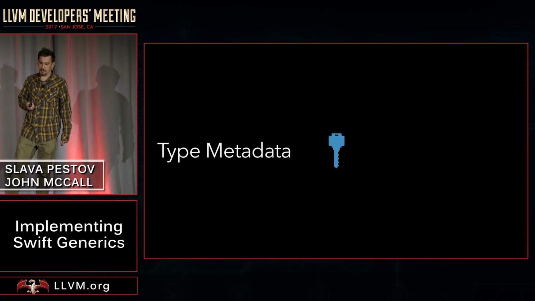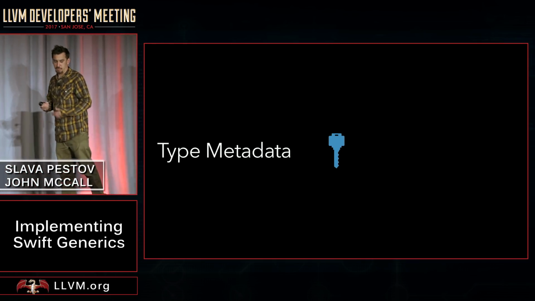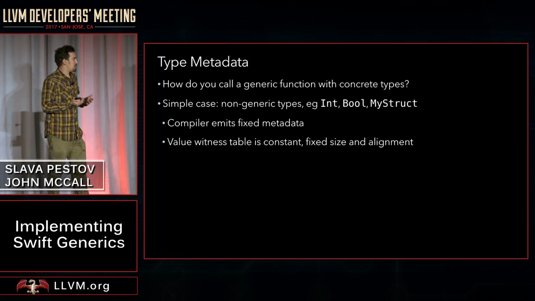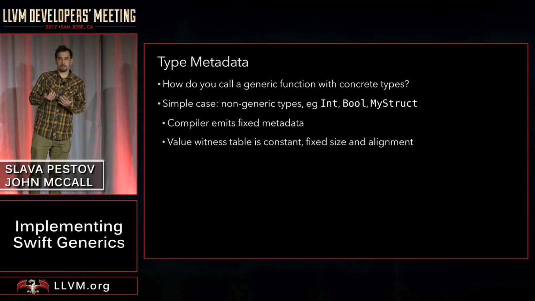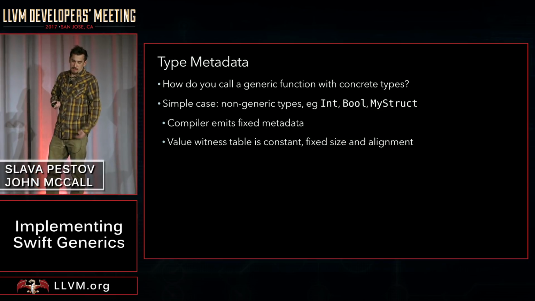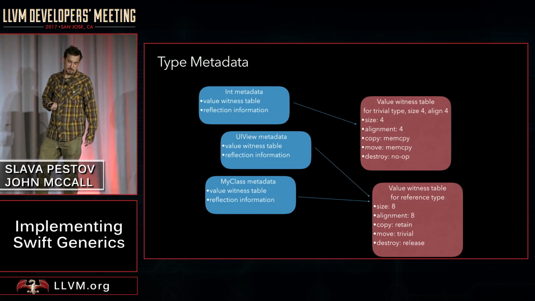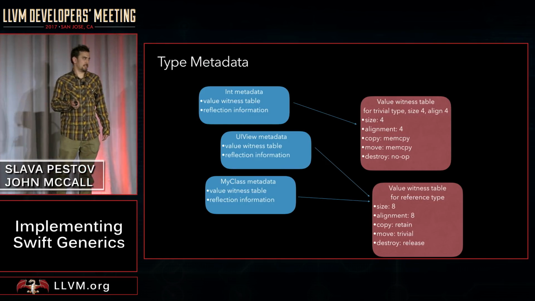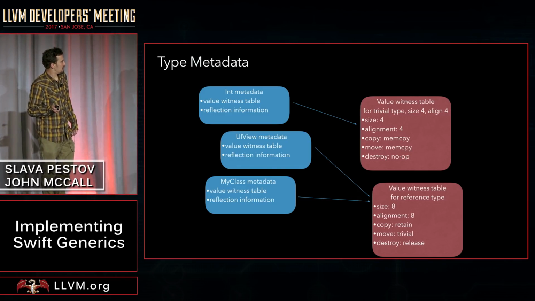OK, so what's this type metadata parameter? And how do you actually call a generic function? What do you pass in? Well, in the simplest case, when you're calling a generic function with concrete non-generic types, you just reference a global symbol directly that describes the type metadata for that type. So, for example, with integers, the compiler will emit the type metadata for that in the standard library, together with a value witness table that tells you how to manipulate integers.